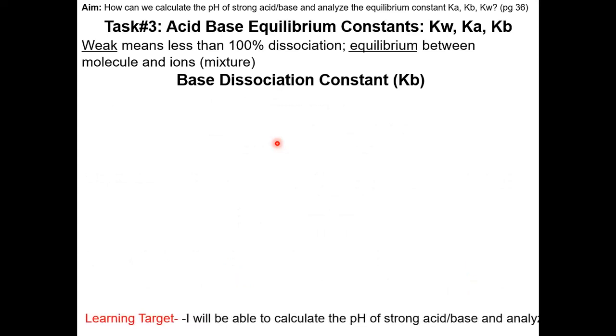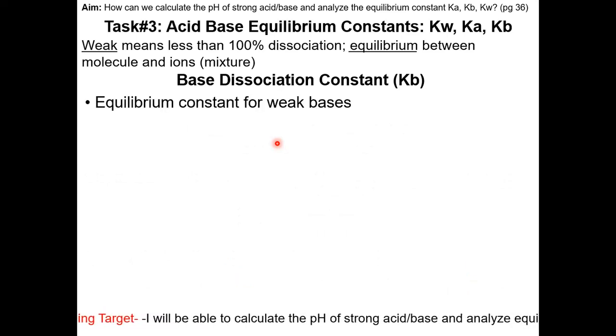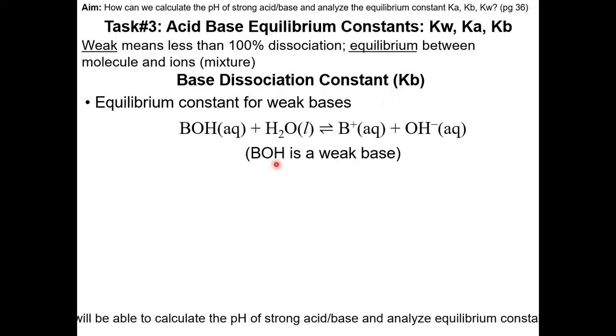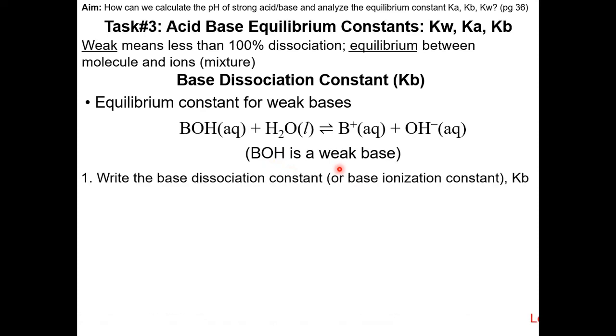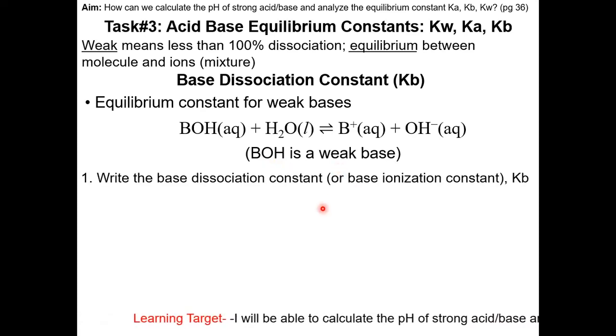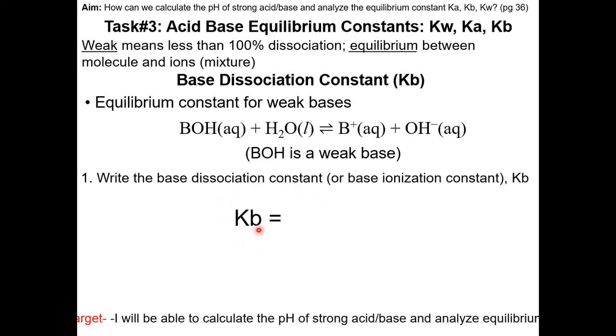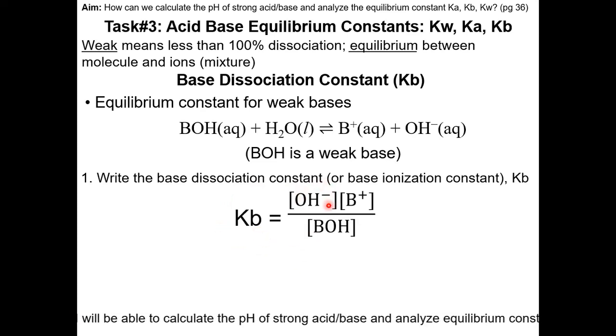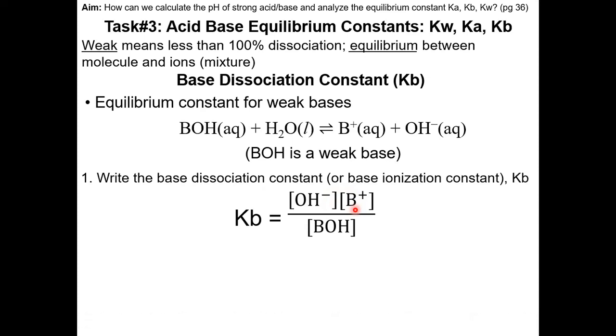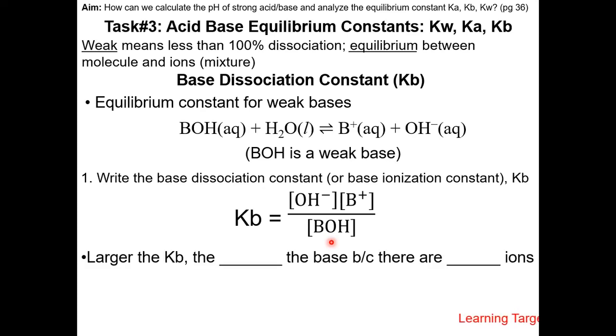Now let's write the equilibrium constant for a weak base. This is known as the base dissociation constant, Kb. In this equation, BOH is a weak base. The equilibrium constant is equal to the concentration of the products over the concentration of the reactants. Therefore, Kb is equal to the concentration of hydroxide times the concentration of the conjugate acid over the concentration of the base. So the larger the Kb, the stronger the base, because there will be more ions.